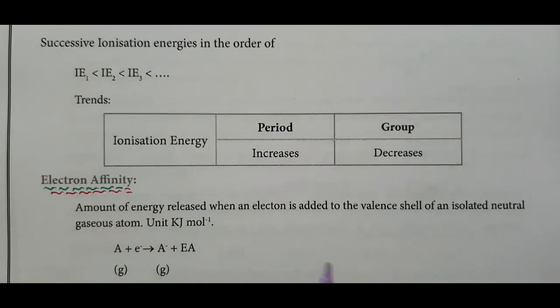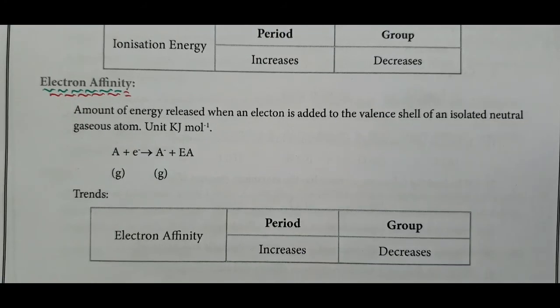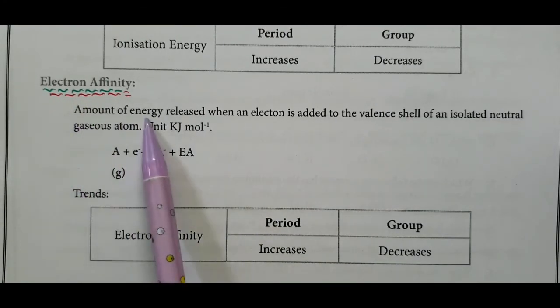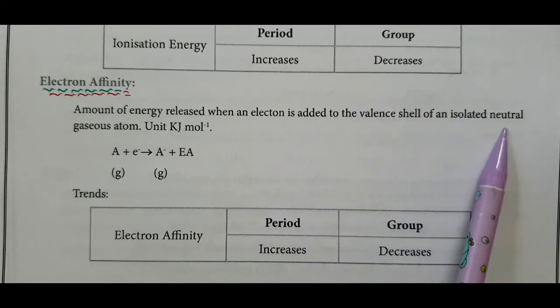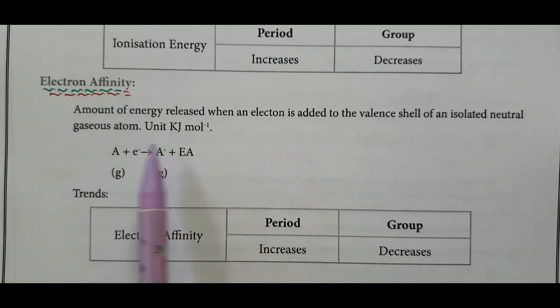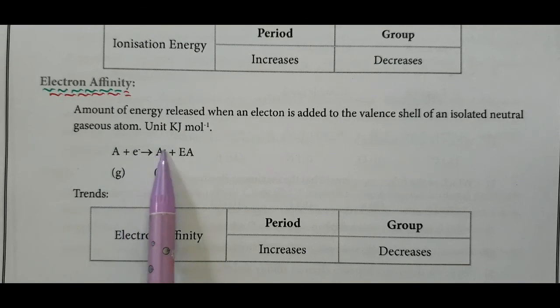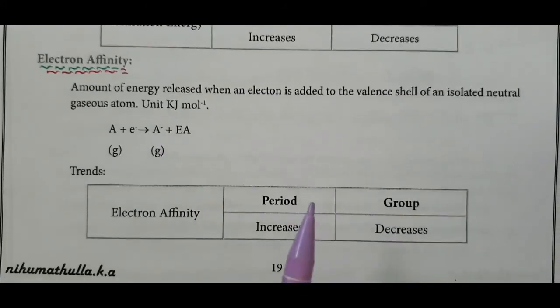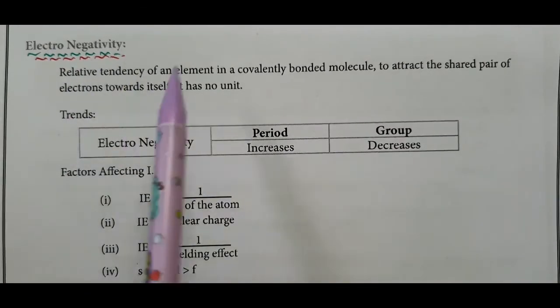Then the next periodic property is electron affinity, formation of anion. Electron affinity: the amount of energy released when an electron is added to the valence shell of an isolated neutral gaseous atom is called electron affinity. Unit kilojoule mole power minus 1. An atom in gaseous state gains 1 electron and becomes a negative ion. The amount of energy released is called the electron affinity. In the periodic table, electron affinity increases from left to right in a period, and decreases from top to bottom in a group. Come to the fourth periodic property, electronegativity.